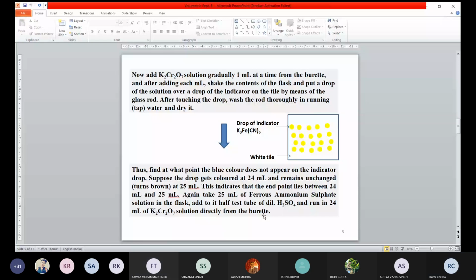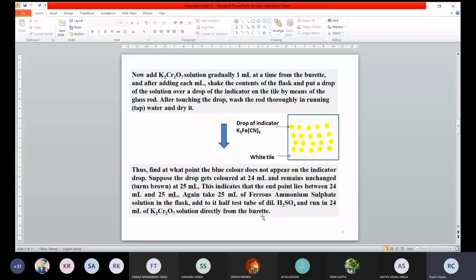Yes, ma'am. So that means your endpoint is lying somewhere between 21 and 30 ml, because for 20 it was blue. So that means that was not the endpoint. The endpoint is lying somewhere between 21 and 30. Is this point clear to everyone? Yes, ma'am. So if you get this, what is the range in which the endpoint is lying?